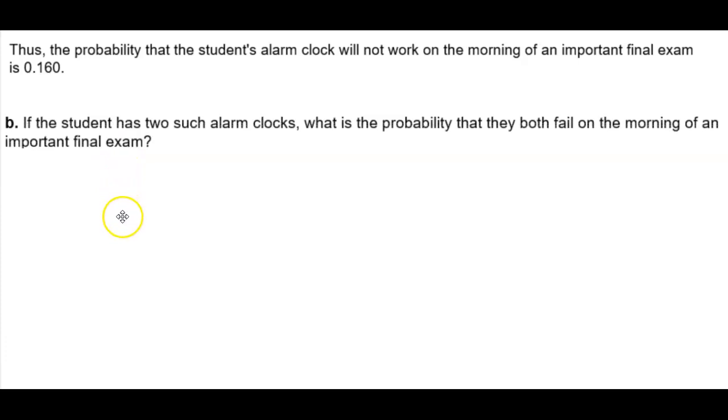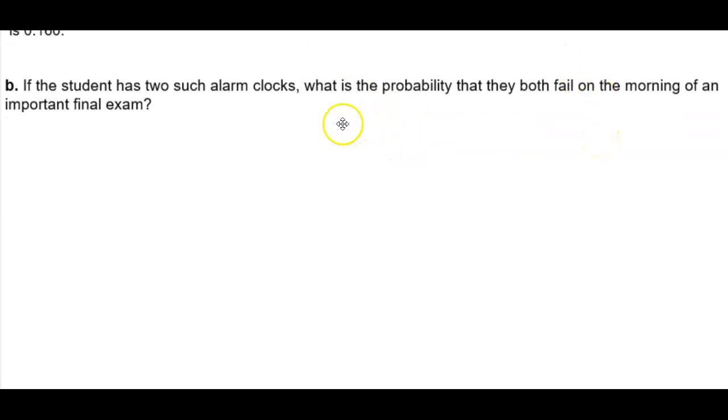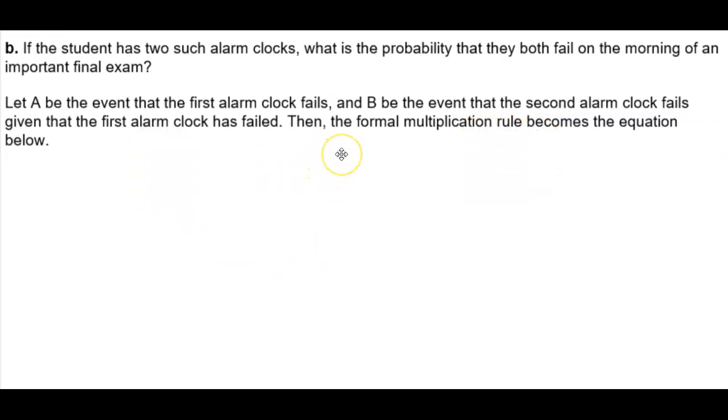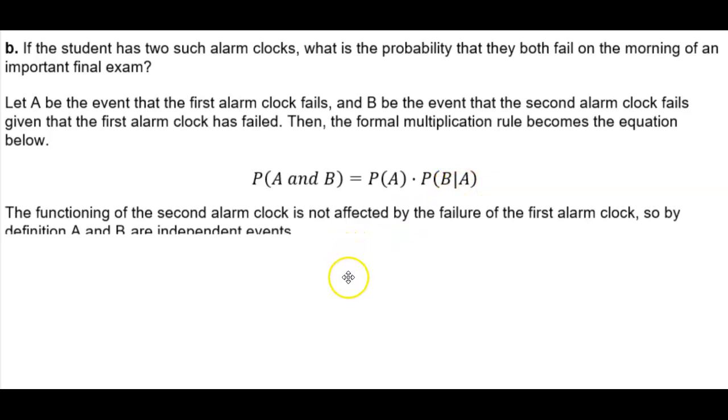Part B. If a student has two such alarm clocks, what is the probability that they both fail on the morning of an important final exam? Well, if we let A be the event that the first alarm clock fails, and B be the event that the second alarm clock fails, given that the first alarm clock has failed, then the formal multiplication rule becomes the equation below. Probability of A and B is equal to probability of A times the probability of B given A, provided that A has already occurred.